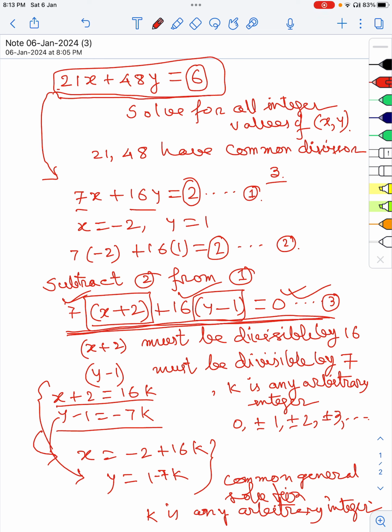So this was today's class and today's solution of the Diophantine equation. So I think all of you have understood well.